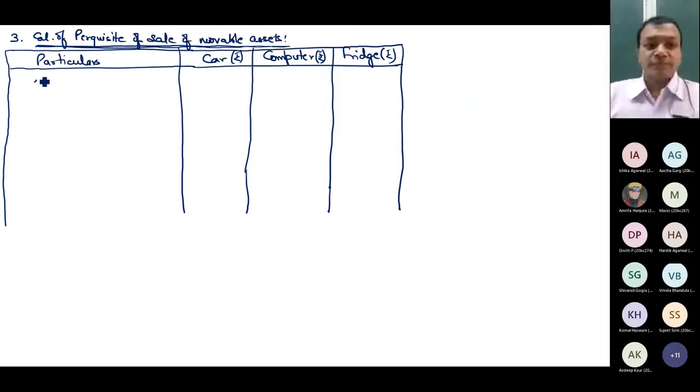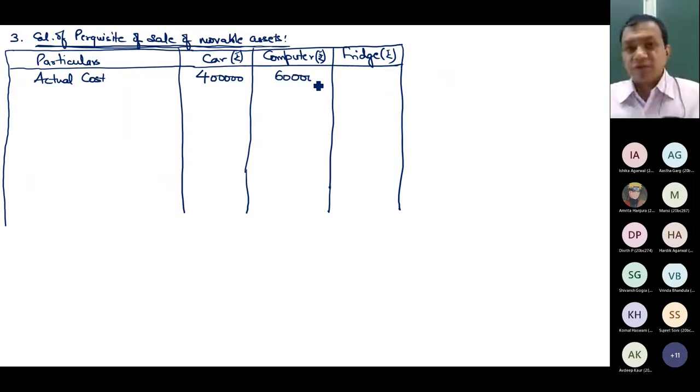Actual cost 4 lakh. Computer 60,000. Fridge 20,000. Now when I purchased it, if you see the last line of point C, date of purchase of all the assets is 10th June 18. So it is my date of purchase.